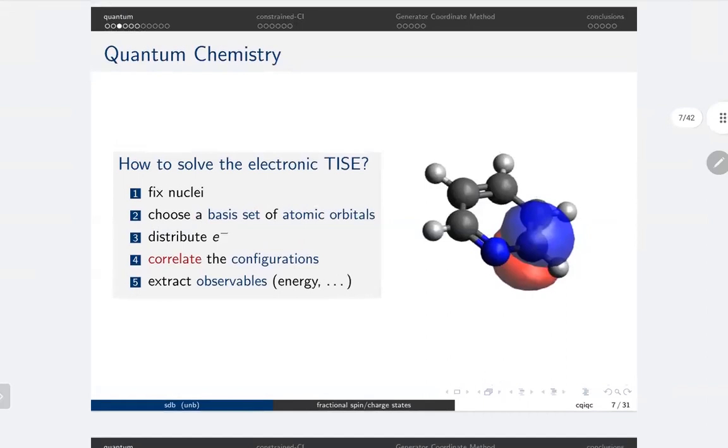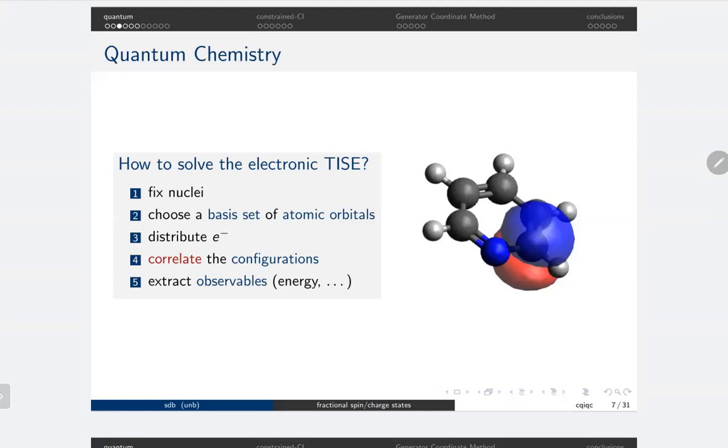Okay, so for those who are not familiar with quantum chemistry, here is how a typical problem is being solved. So let's say you want to have the electronic structure, or the structure, of a molecule. So first of all, you fix the nuclei. So we work in the Born-Oppenheimer approximation. Okay, so that's the first thing that we do. So we basically fix our nuclei in space.